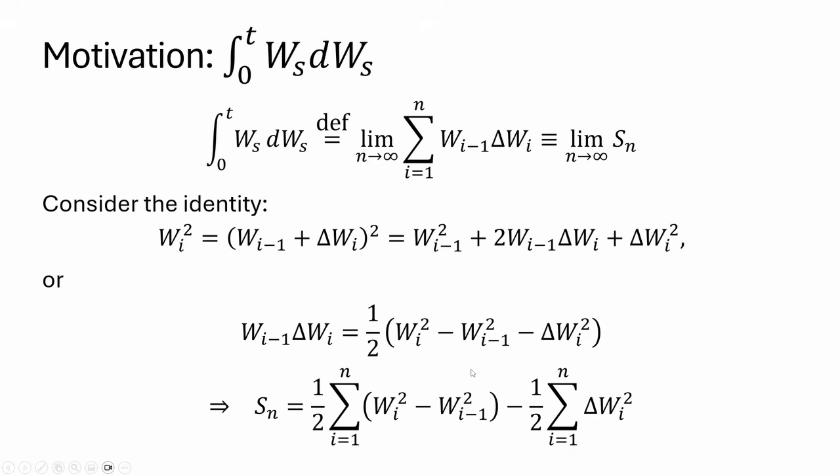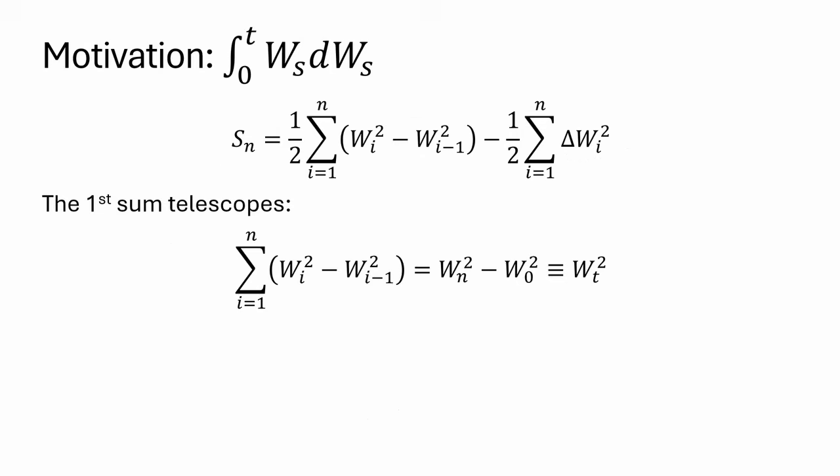Summing over i, we obtain an expression for S_n, in which there are two sums: the sum over i of W_i squared minus W_{i-1} squared, and the second sum, the sum over i of delta W_i squared. The first sum simply telescopes and reduces to W_n squared minus W_0 squared. But we know W_n is the same as W_{t_n}, which is the Brownian motion at the final endpoint, so it's just W_t. And W_0, by definition, is 0. So the first sum is just W_t squared. This is independent of n.